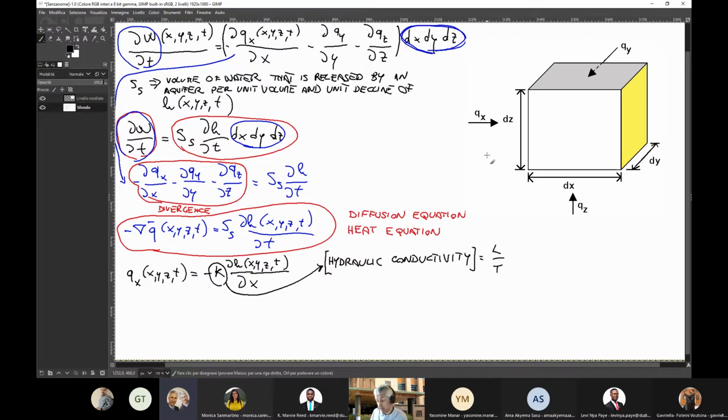But this is in the X direction. And then I can apply the same equation in the Y direction, Qy, and let me drop the dependence on the coordinates for the sake of simplicity. This is equal to minus K again, derivative of H with respect to Y. And then I can write Qz equal to minus K, derivative of H with respect to Z. Now the question is, is K constant in the three directions?